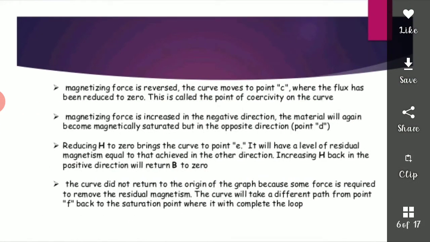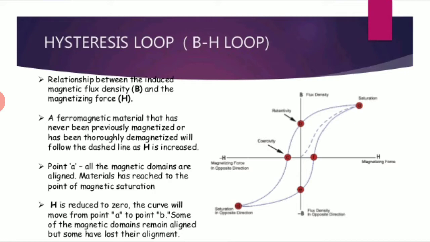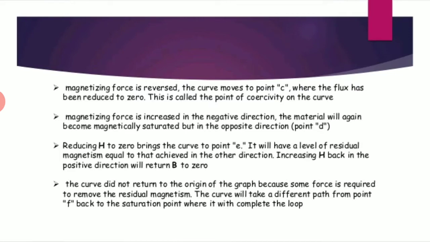Then, when we increase the magnetizing force in a reverse, negative direction, the material will again become magnetically saturated, but in the opposite direction, at point D. When we increase the magnetizing force, the magnetic flux density also increases. When we reach point D, it is called the magnetic saturation point.